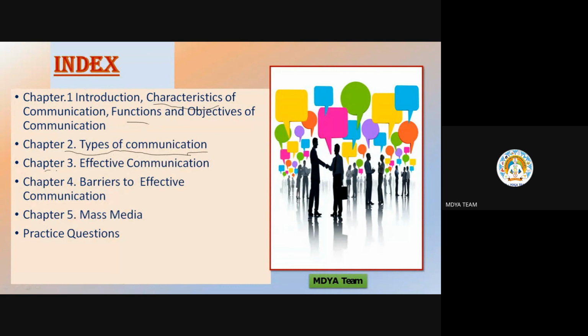In chapter 3, effective communication. And chapter 4, barriers to effective communication. What are the barriers? These can be mechanical barriers, psychological barriers, noise, and all these barriers in this chapter. And in chapter 5, mass media. And then at the end, we will do some practice questions.